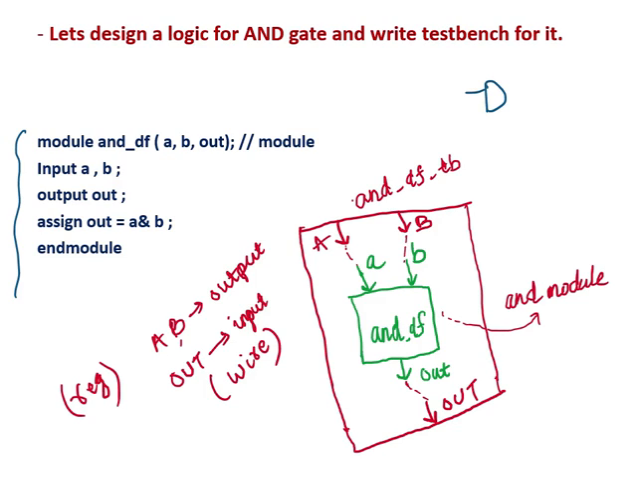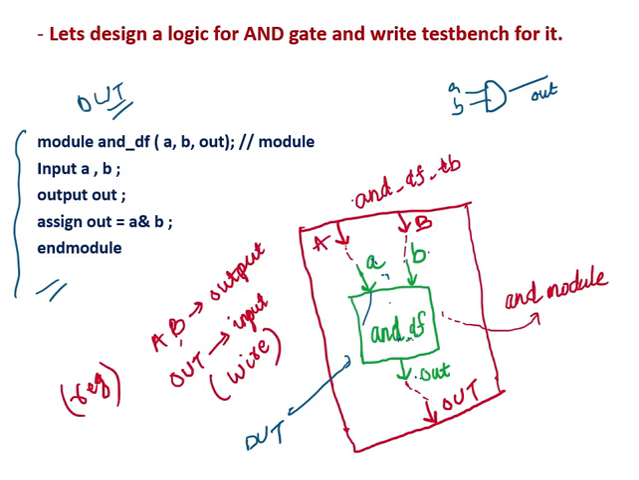This is a data flow model. This is A, this is B, and this is my out. Inputs are A and B, then the output is out. This is the block, also sometimes called the DUT, design under test. This module is also called the DUT. The signals A and B are inputs to this block, and the output from this block is out.